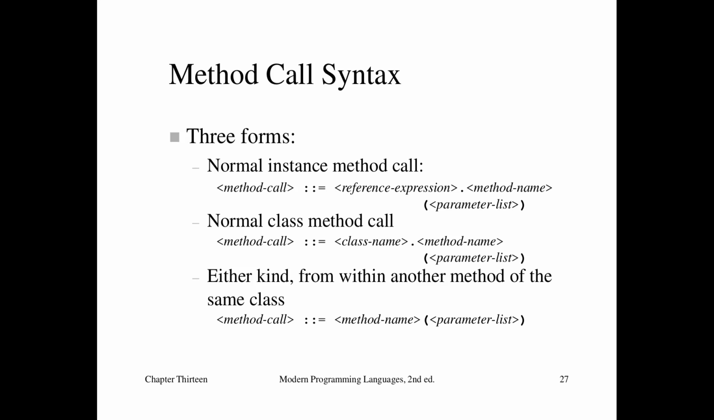We have a normal method call, which I would call more the normal class method call, where we have the class name, dot, the method name followed by a parameter list in parentheses. And then you can do either kind from within another method of the same class, right? There we already are in the class, so we don't have to refer to the class name specifically. Furthermore, if we're inside of an instance, we can access an instance method as well by just using the method name followed by, in parentheses, the parameter list.